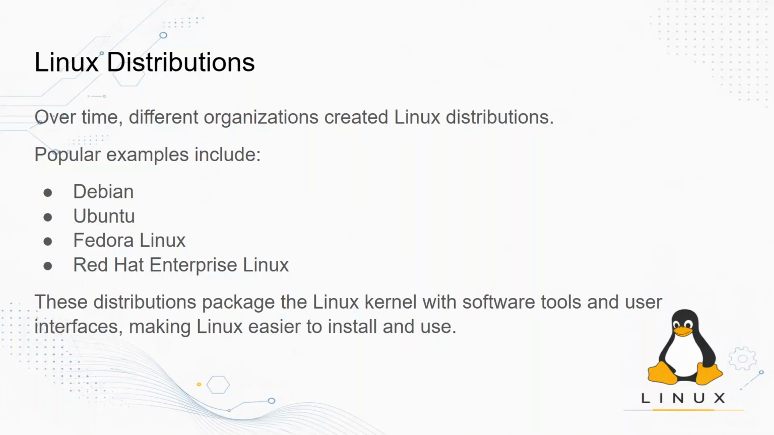Some of the popular distributions I have mentioned here are Debian, Ubuntu, Fedora, and Red Hat Linux. AWS also has its own Linux, Amazon Linux 2023. So there are different distributions available from different organizations. The best thing about Linux is that it's always free, and it does not require any license.